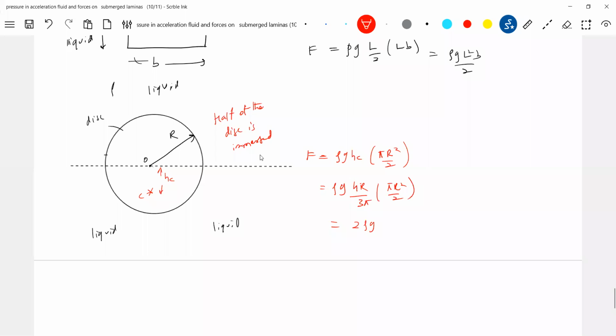So F equals 2 rho g r cube by 3. This is the total force acting on the immersed part of the semicircular plate. I bet you can solve it by integration to get the same answer. I'm just giving some trick here.